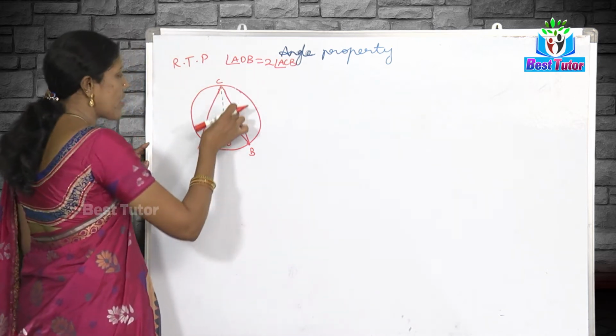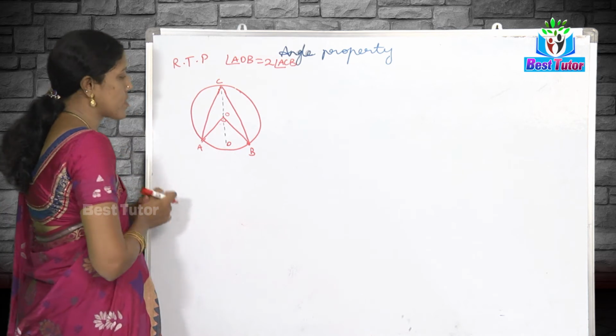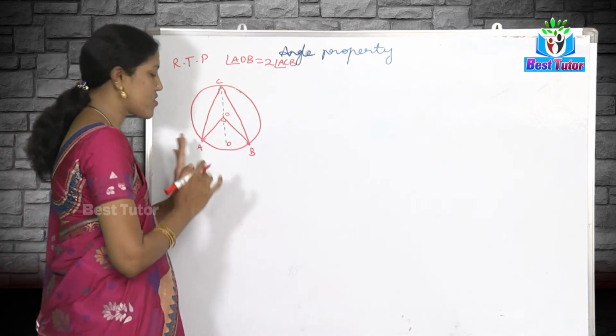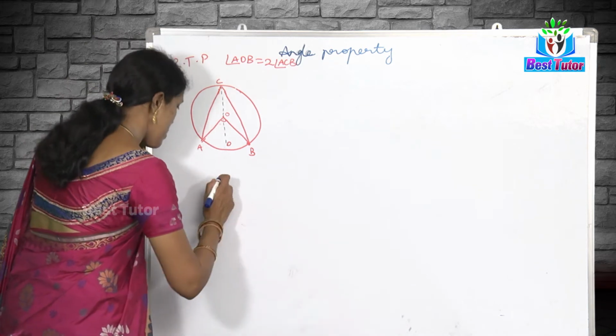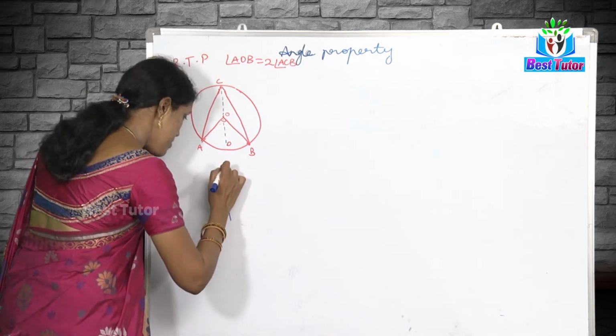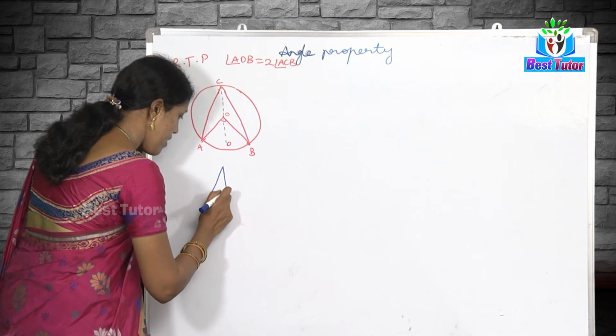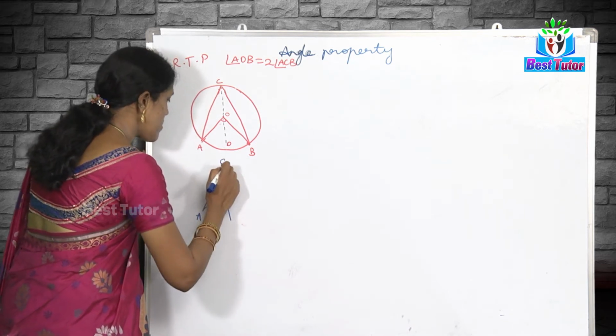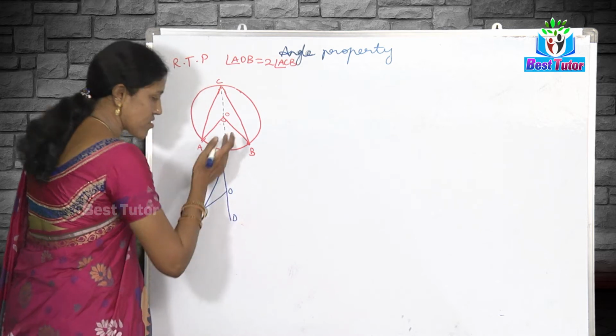Now, I have joined CO and extended it to D. Now, consider triangle OAC, only triangle OAC. Let us draw it separately. It's going to be like this, OAC. This is A, this is C, this is O, this is D. We have extended this line.